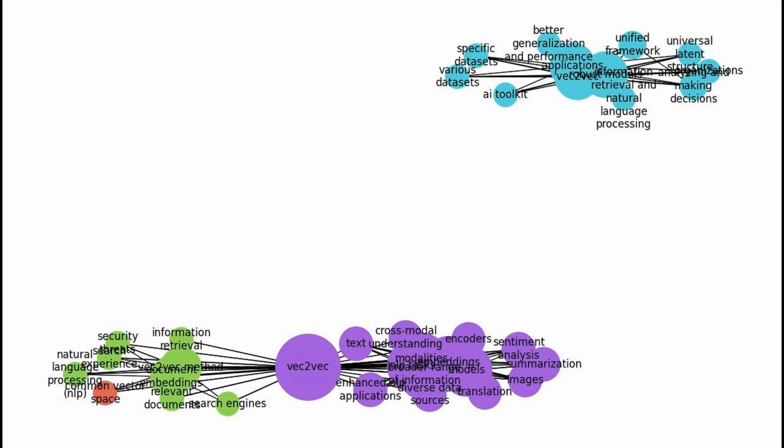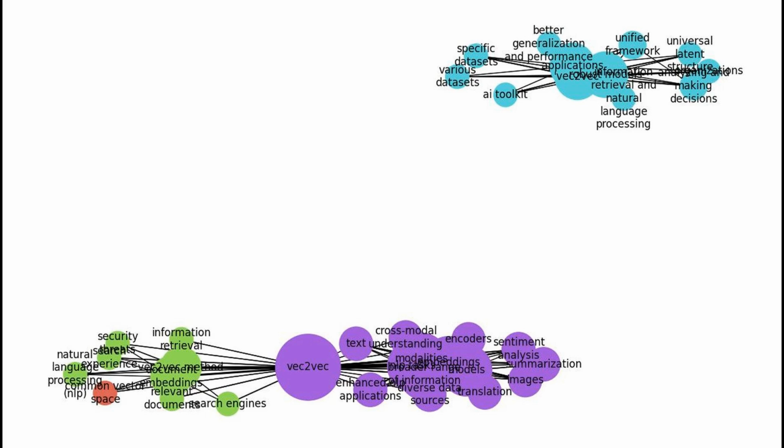Three, enhanced applications in natural language processing. Vec2Vec can improve the performance of models by allowing them to learn from diverse data sources. By translating embeddings from different encoders, models can access a broader range of information, which can actually enhance tasks like sentiment analysis, summarization, and translation. Four, data integration. Organizations that work with multiple data types can benefit from Vec2Vec by integrating various data sets into a unified framework. This can help in analyzing and making decisions based on comprehensive insights drawn from disparate sources.